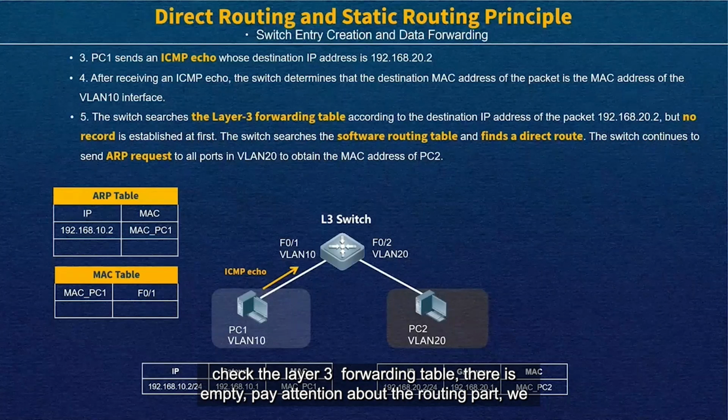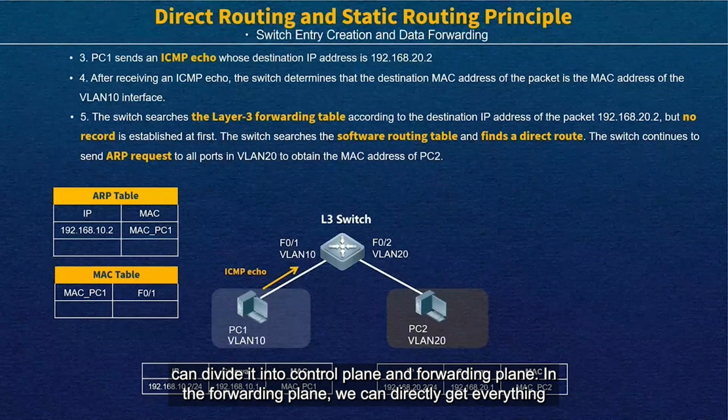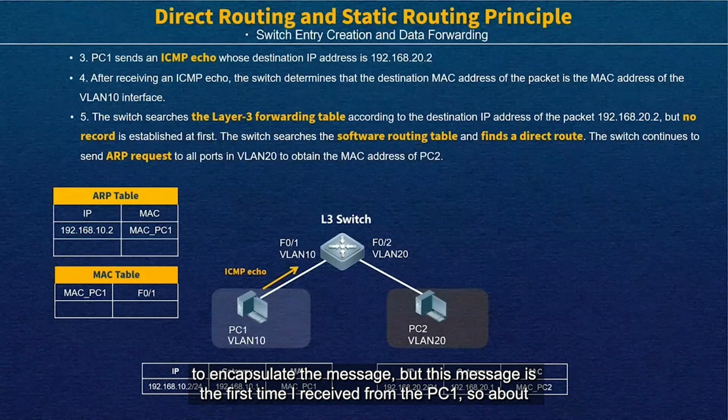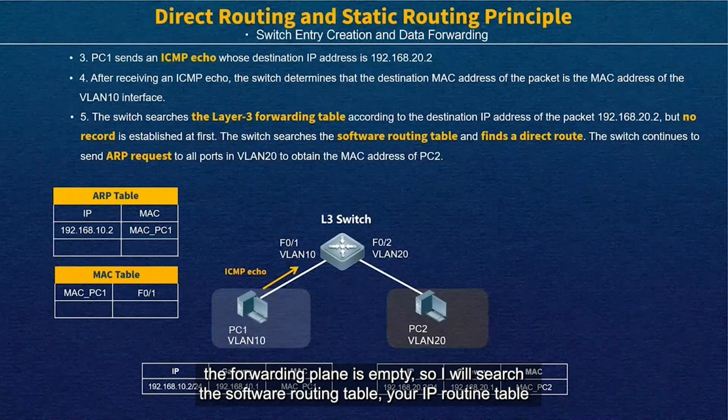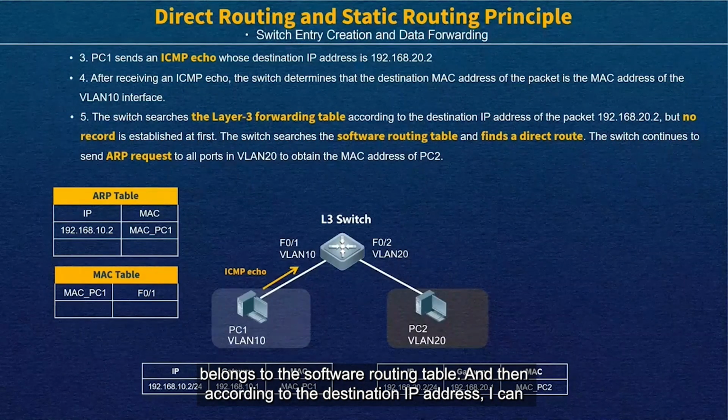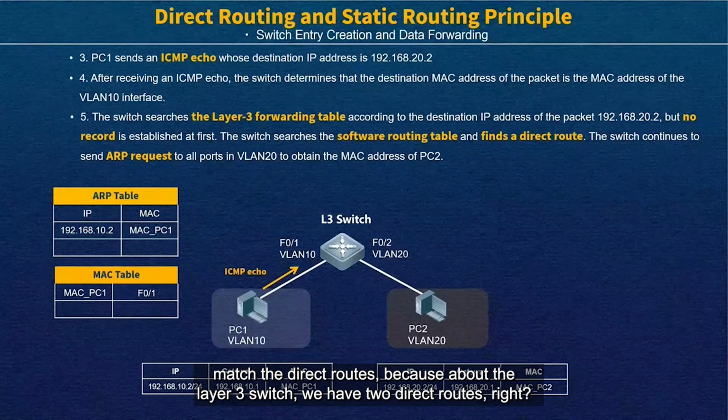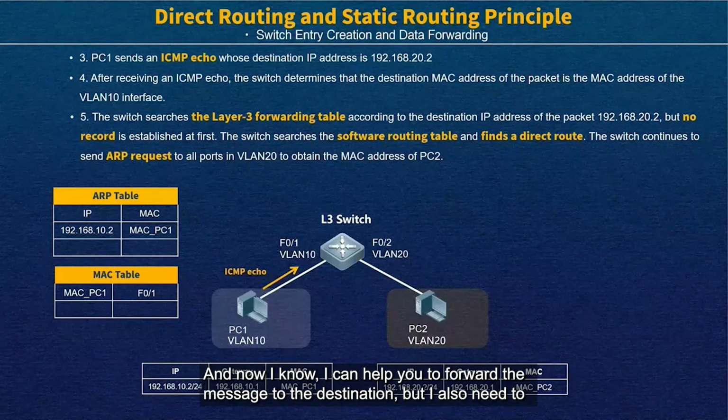Pay attention to the routing part. We can divide it into the control plane and the forwarding plane. In the forwarding plane, we can directly get everything to encapsulate the message. But this message is the first time I receive from PC1. So about the forwarding plane, this is empty. So I will search the software routing table. Your IP routing table belongs to the software routing table. And then, according to the destination IP address, I can match the direct routes, because about the layer 3 switch, we have two direct routes, right?